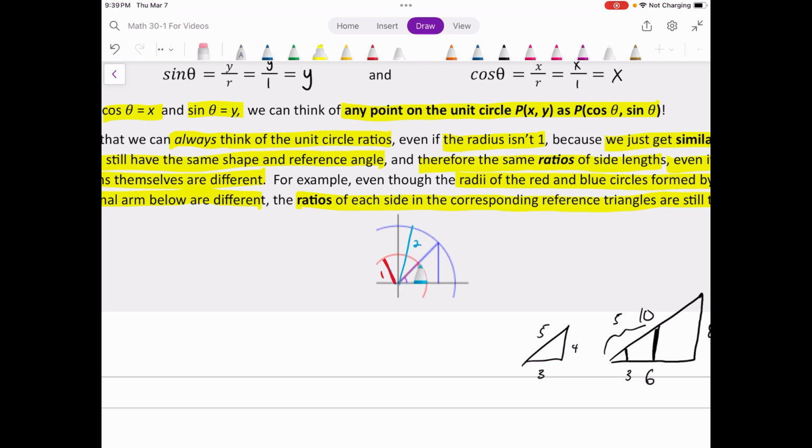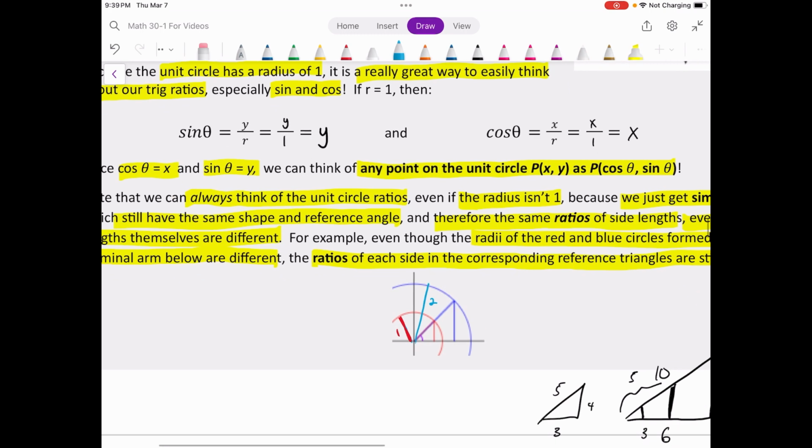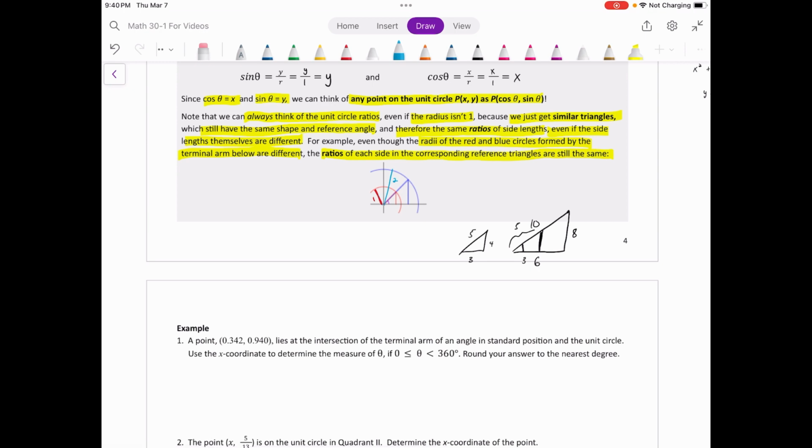So we can still think about the unit circle and the nice fact that on the unit circle, sine theta is the y coordinate and cos theta is the x coordinate, even if we're not actually on the unit circle. Okay. Now, again, sometimes we'll have to think a little deeper and convert it back, but at least that ratio piece can be handy in many situations, even when r is not necessarily 1.